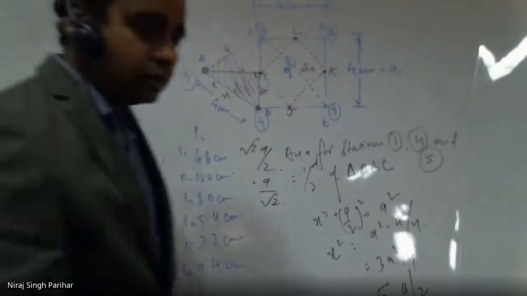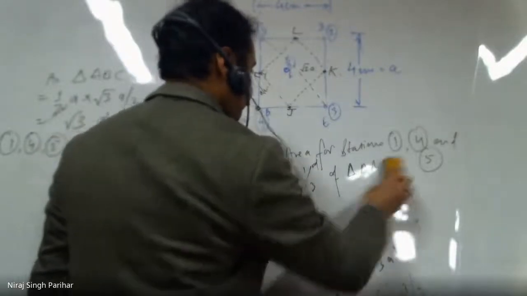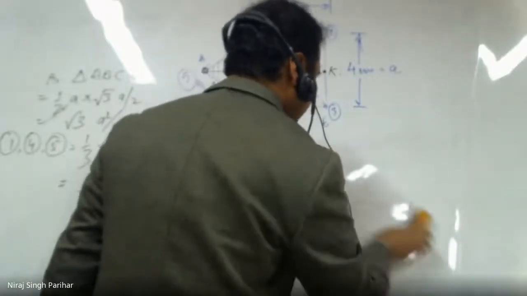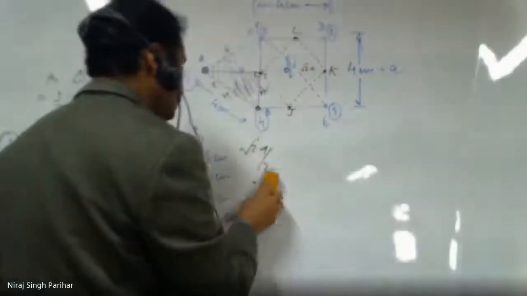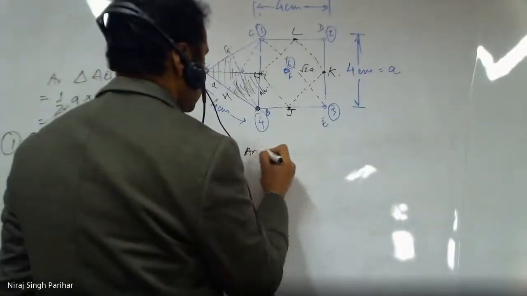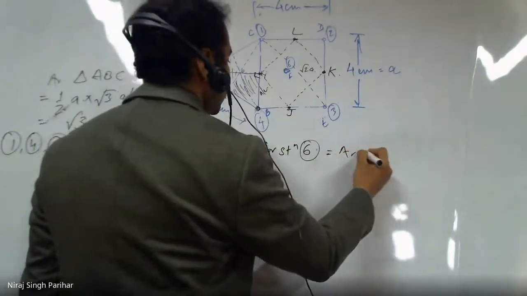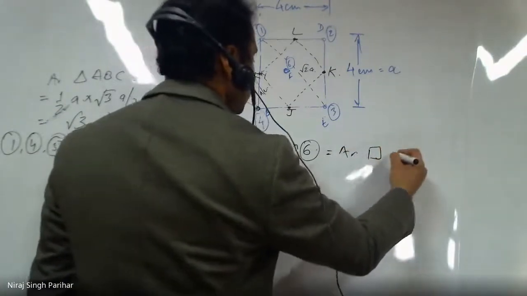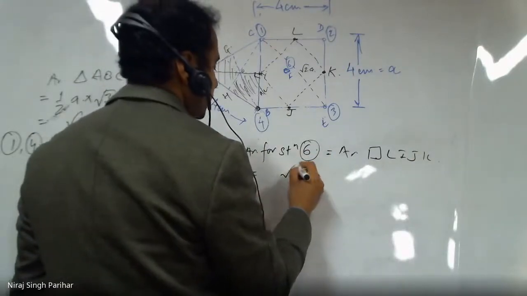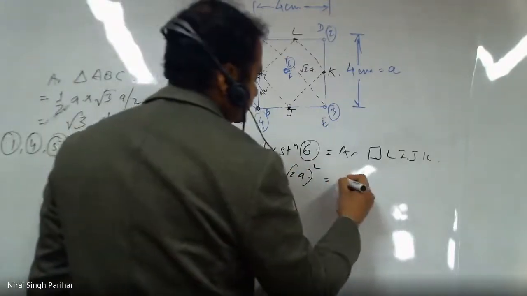So the area for station number 6 will be equal to area of square LIJK, which will be equal to under root 2a square, right? Which will be equal to 2a square.